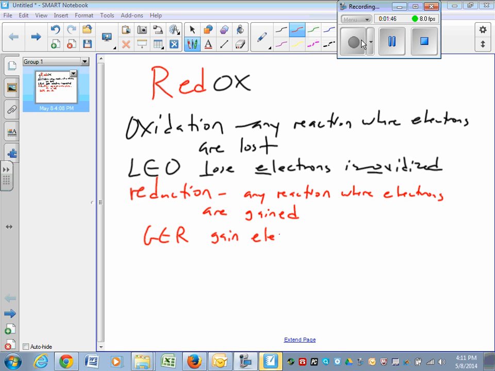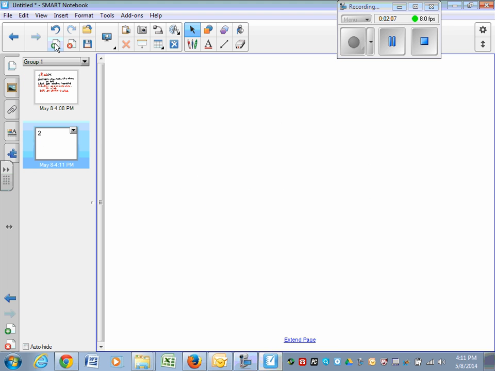So let's give an example. In a redox reaction, one thing loses electrons and something else gains electrons. So together, what really happens is electrons are transferred. So one example of a redox reaction would be a synthesis reaction. We'll go with copper plus oxygen. So we'll use copper plus oxygen makes copper 2 oxide. So what really happens in this reaction?